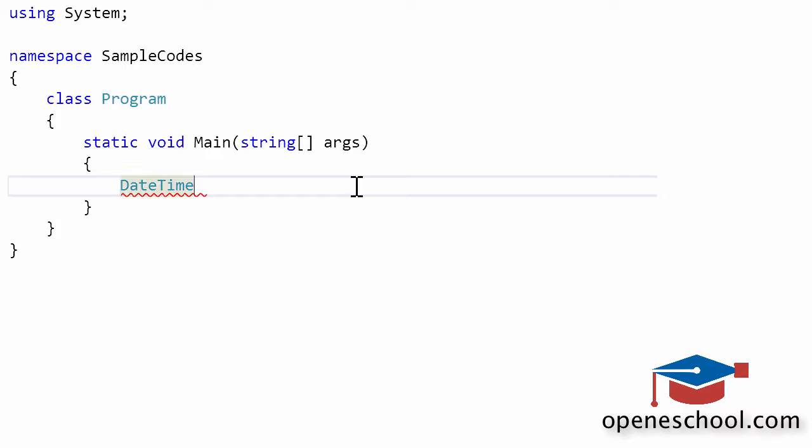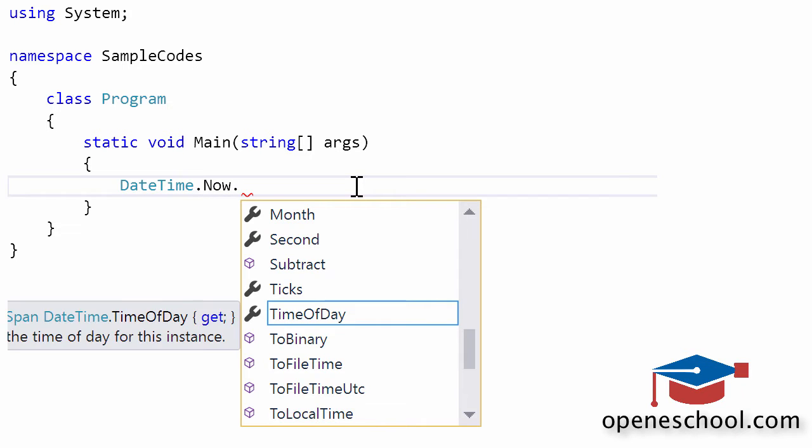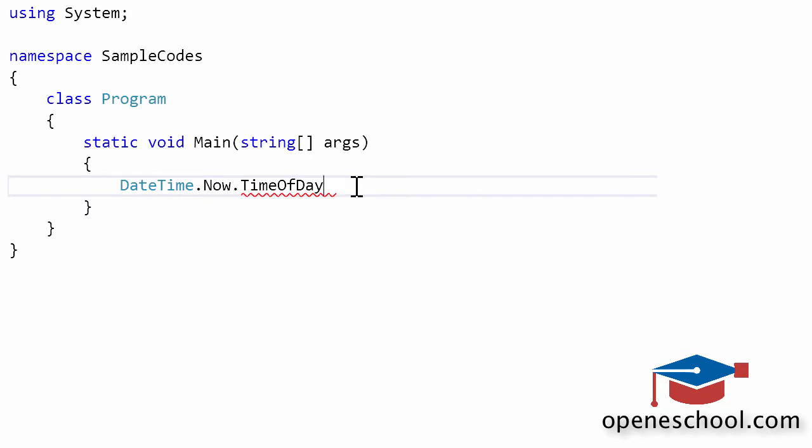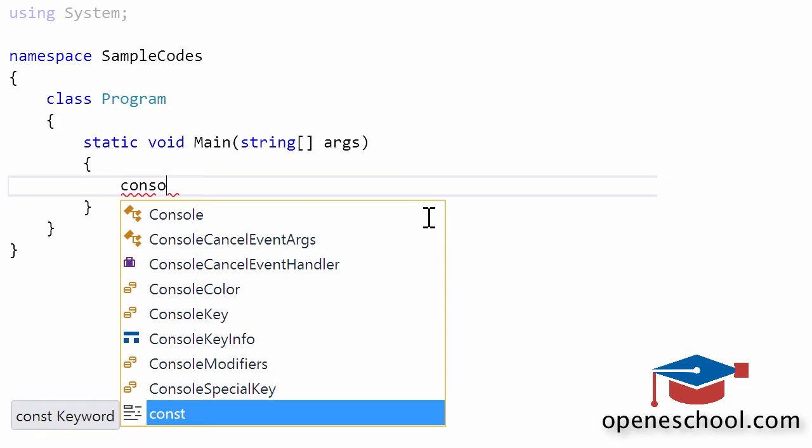The DateTime structure has a property called Now. If you use the dot operator with the DateTime structure, you will notice that there is a property called Now. This Now property gives you the date as well as the time which is currently on the system on which we are working. If you use the dot operator with the Now property, you will notice that there is another property called TimeOfDay. This TimeOfDay property will give us the current time on the system on which we are working right now. So let's print the time of day.